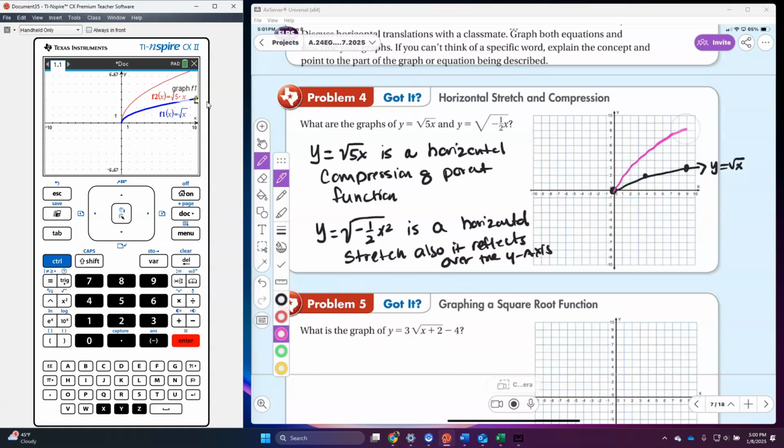And I do want you to sketch it. So you have y equals the square root of 5x. Now the negative will affect it differently. The negative will reflect it not over the x-axis, but over the y-axis, and 1/2 will be a horizontal stretch. So let's go ahead and see what happens here. So we have the square root of negative 1/2, and then we have x. I know it says x squared, but it's supposed to be x. And you notice that it reflects over the y-axis, and it's called a horizontal stretch.